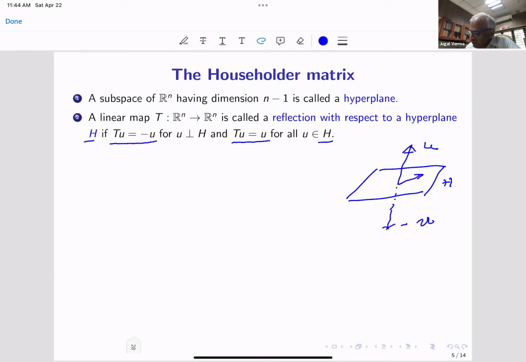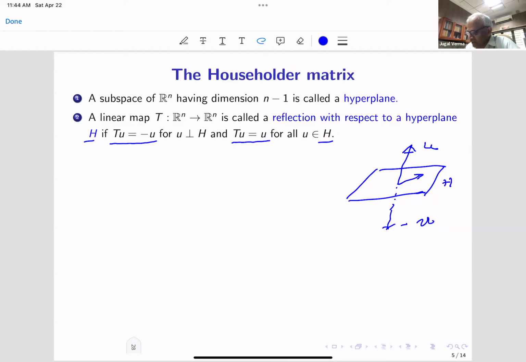So therefore, if you combine these actions on vectors in H and on the vector u, then I get a linear transformation, because a linear transformation is determined by its action on basis vectors. If I take a basis of this hyperplane, which is n minus 1 dimensional, and I add a vector u to that basis, then I have defined the action of T on these basis vectors, and so that determines the linear transformation.